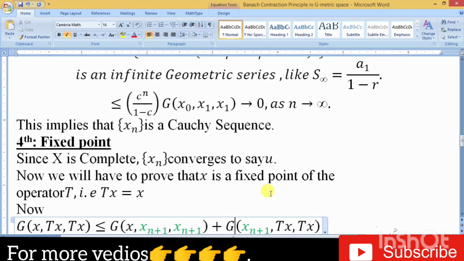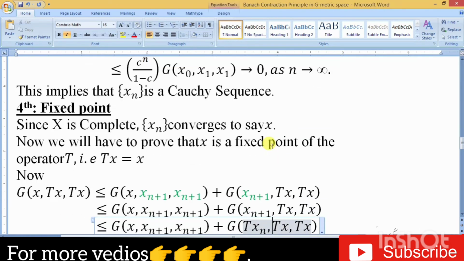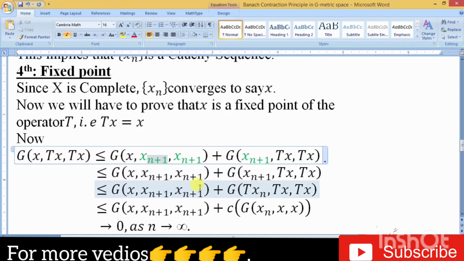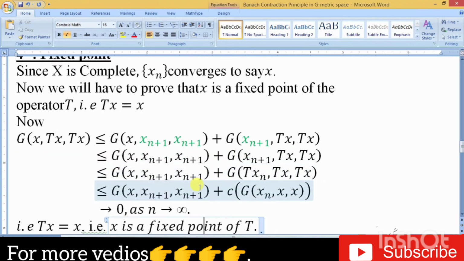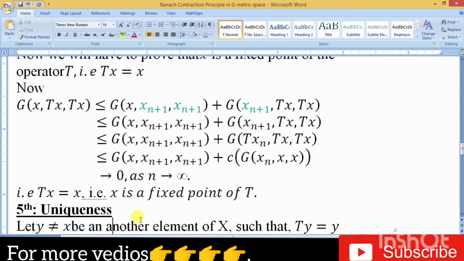Since X is complete, xn converges to, say, x, some element x. Applying the same mechanism, d of x, Tx and Tx make the triangular inequality. The colored part shows the triangular inequality. Applying the contraction like this, when n approaches infinity, we get the fixed point, T of x is equal to x. You can see from the screen.